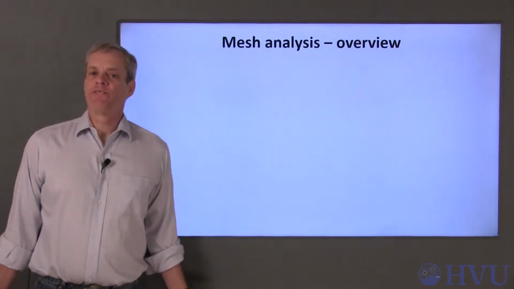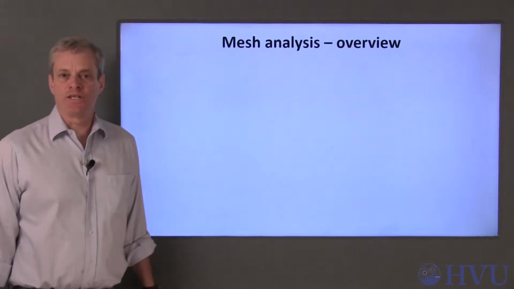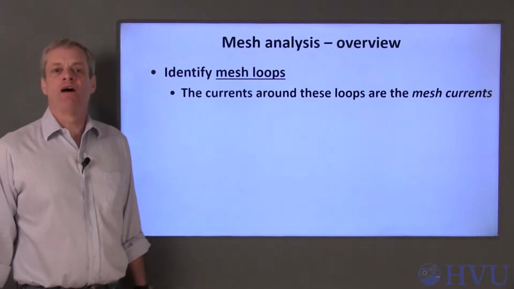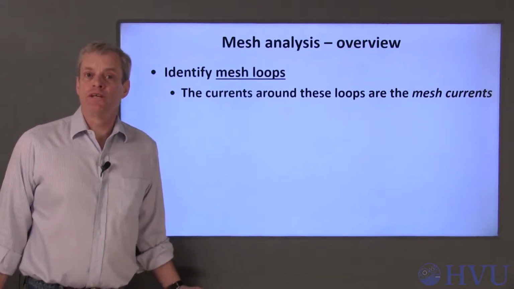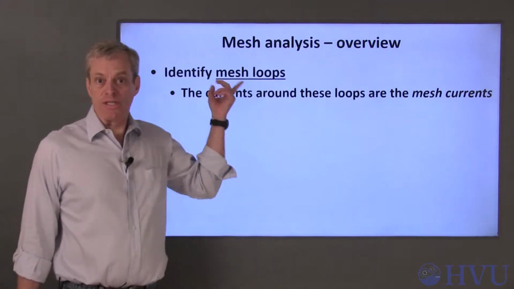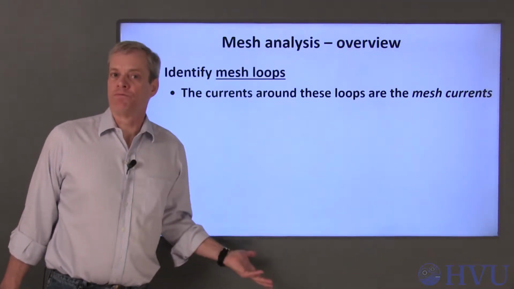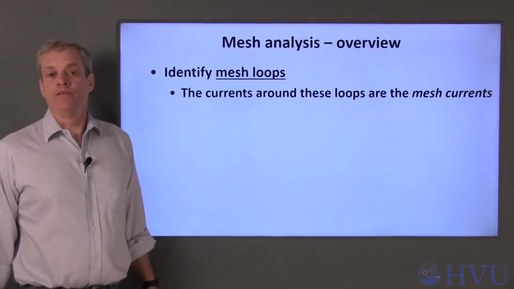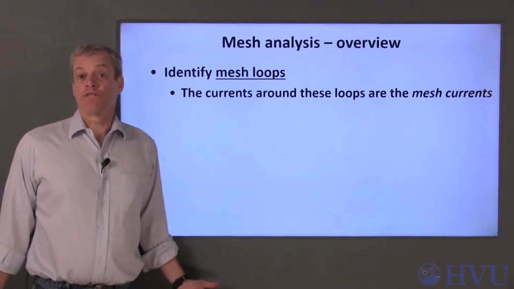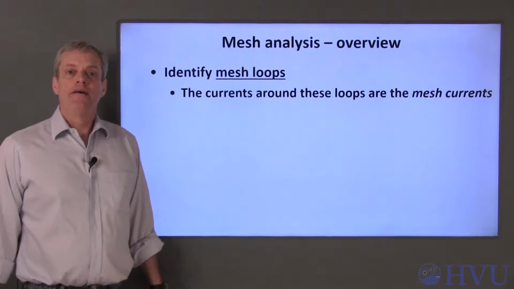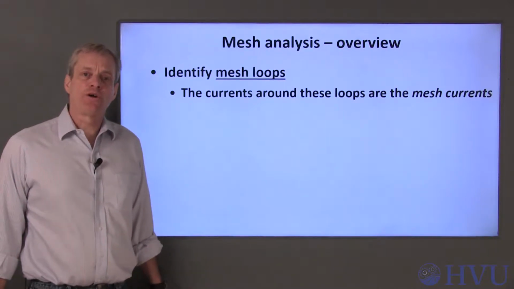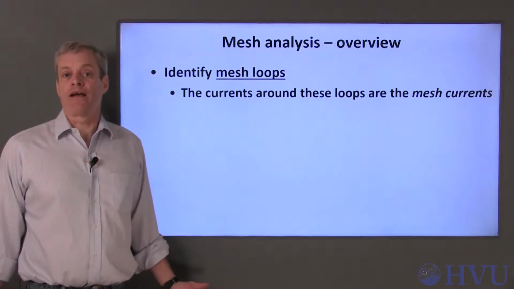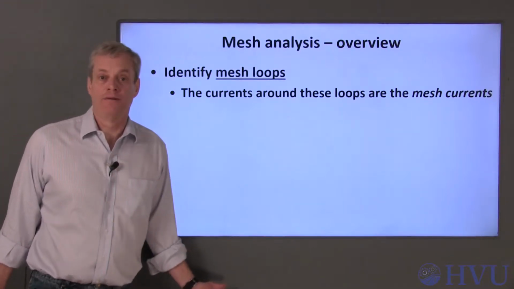First, I'll give a brief summary of the steps involved in mesh analysis. The first step, as with nodal analysis, is to define unknowns. To do this, we choose mesh loops. These are the loops around which we'll apply KVL later. The unknowns in mesh analysis are called the mesh currents. The mesh currents traverse the mesh loops. The mesh currents are not actual currents in the circuit, but the mesh currents can be used to determine the actual physical currents in the circuit.